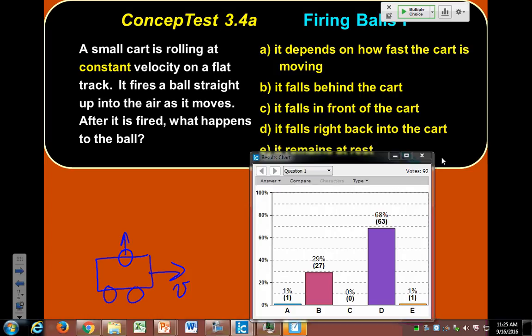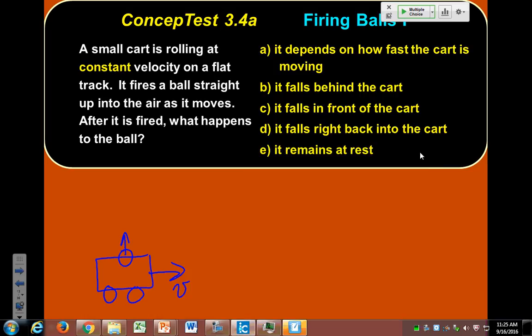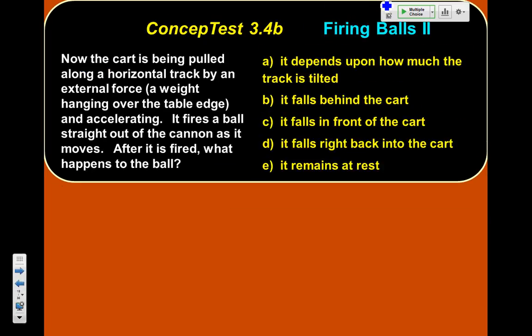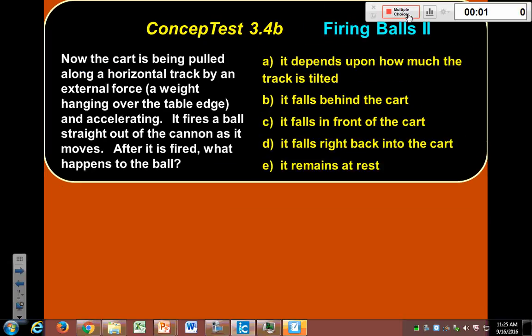You're just giving it a Y component of velocity, but the Y and the X are independent of one another. Now the cart is being pulled along by an external force. That means that it's going to be accelerating, and it fires a ball. After it is fired, what happens to the ball? And the track's not tilted, so it's not A. Does it fall behind, in front of, back into the cart, or does it remain at rest? Straight up again. You're shooting it straight up again, right?